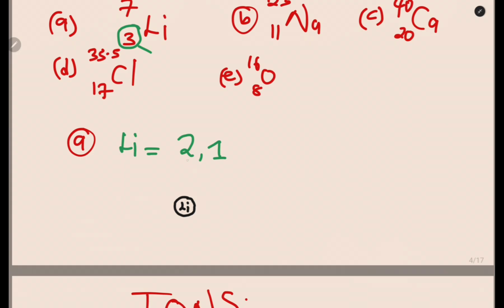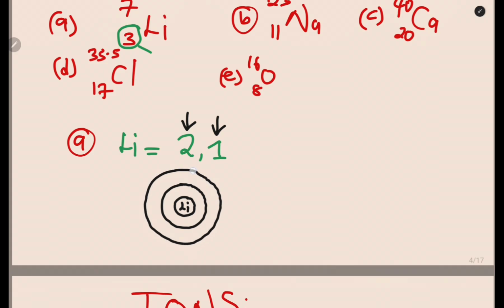This configuration that I've put tells us the number of shells that we are going to use. In this case, the number of shells is going to be 2, which means I'm going to put 2 circles around the nucleus. So I'll put the first shell and I'll put the second shell. Now, let me put electrons.